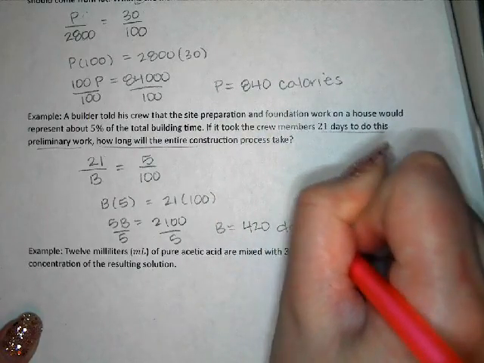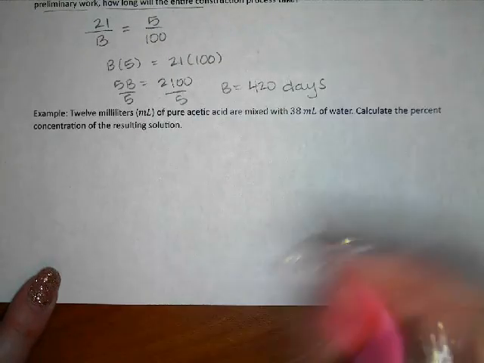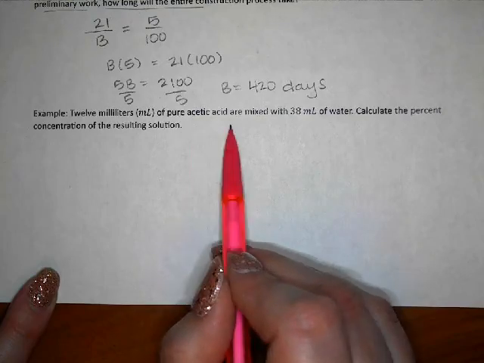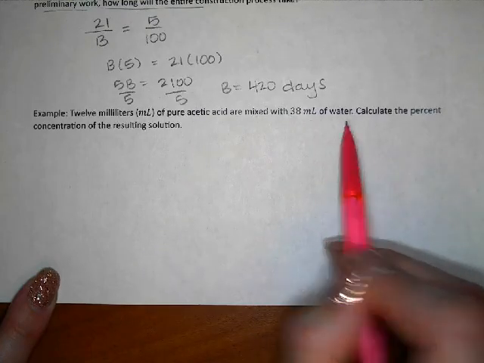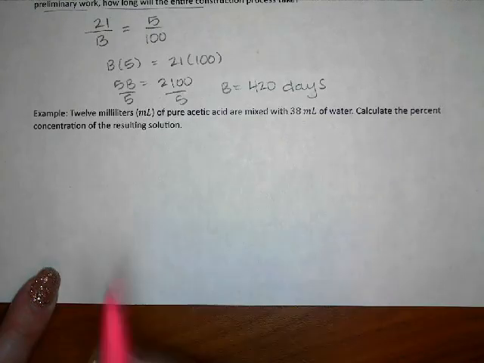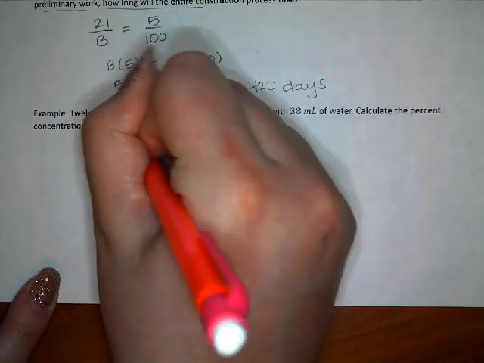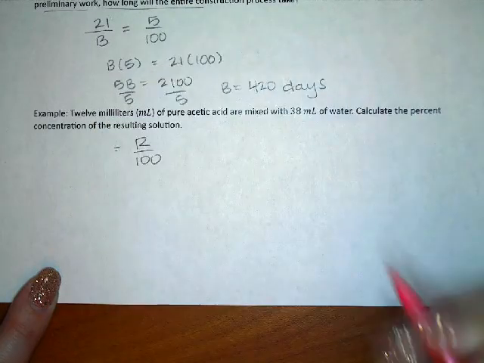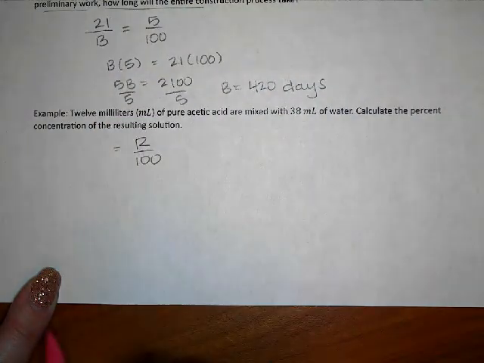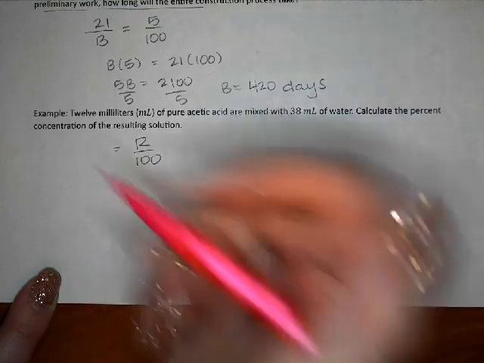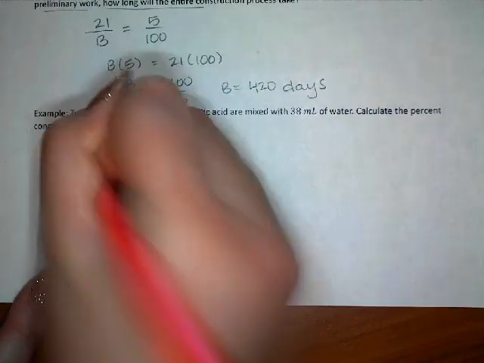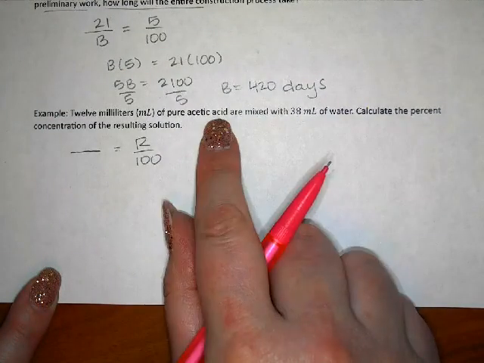Okay, and then one last problem. It says 12 milliliters of pure acetic acid are mixed with 38 milliliters of water. Calculate the percent concentration of the resulting solution. Okay, so R is what we're calculating, and they didn't say is or of, so I have to think about what is the part and what is the whole. So calculate the percent concentration of the resulting solution. Okay, so the acid, this is the part.